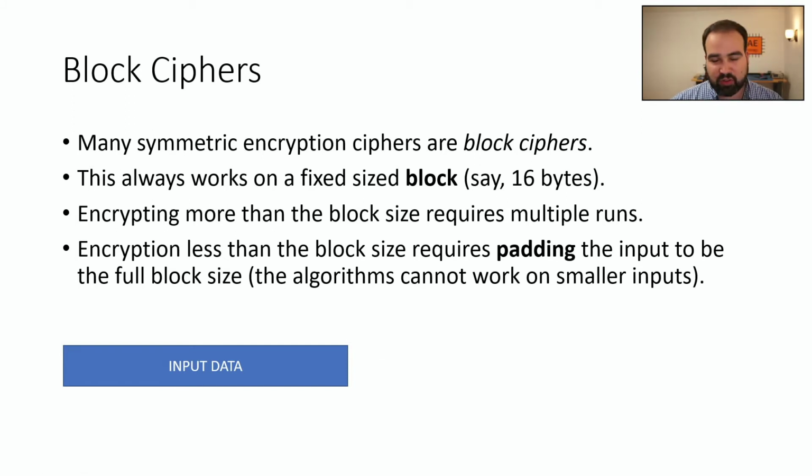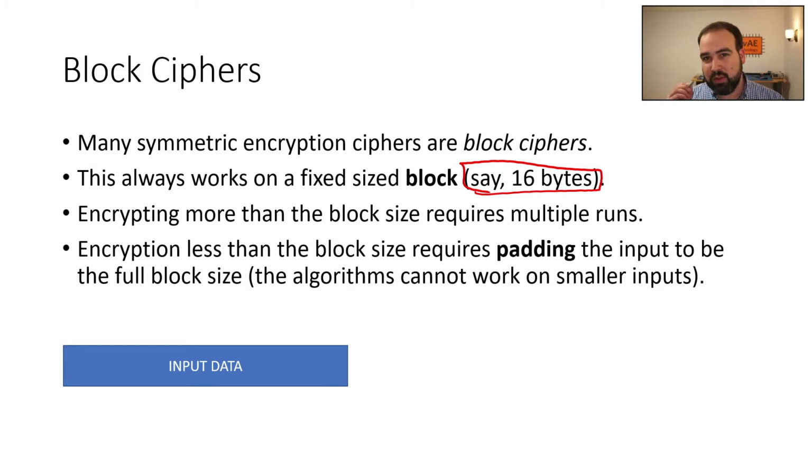Many symmetric encryptions are block ciphers. There's two forms of symmetric encryption we'll see. When we say they're a block cipher, this means they work on a fixed block of data, say 16 bytes of data at a time. If you need to encrypt more than 16 bytes, that's not a lot of data. If you need to encrypt a gigabyte, you just keep running it 16 bytes at a time, and you chunk up that data until you've run it enough that it's seen all of the data.